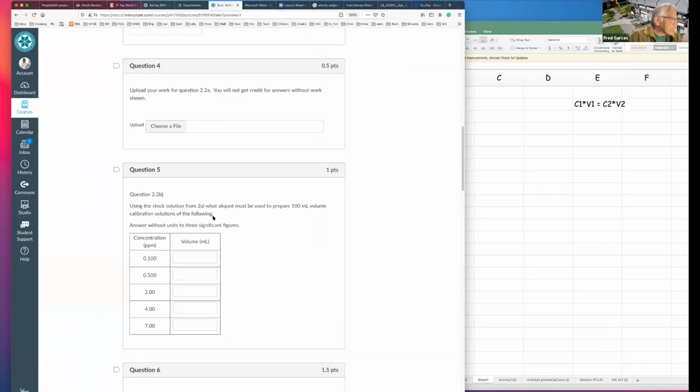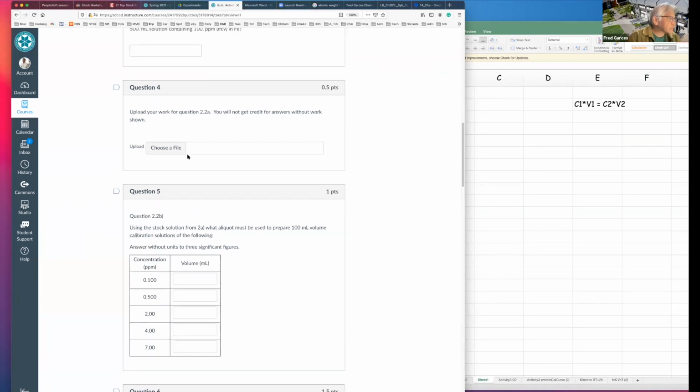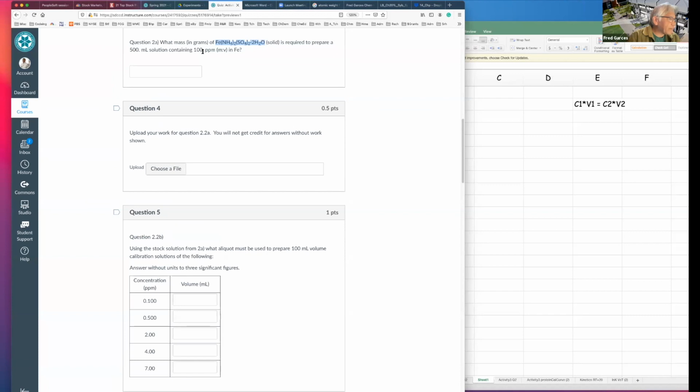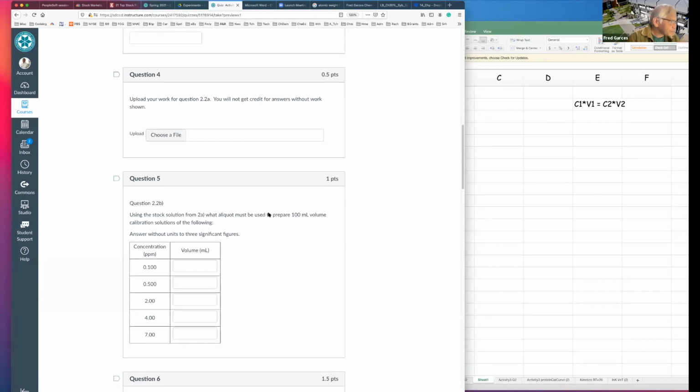So let's take a look at this problem. Using the stock solution from 2A. So the stock solution is 100 ppm. Stock solution is always your original solution. Right away, that is C1. Okay, so your C1 is 100 ppm iron. Using the stock solution from 2A, what aliquot? So you're actually trying to calculate V1.